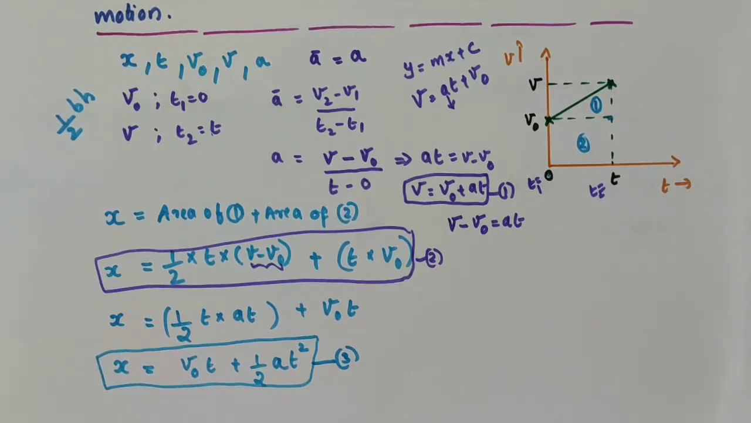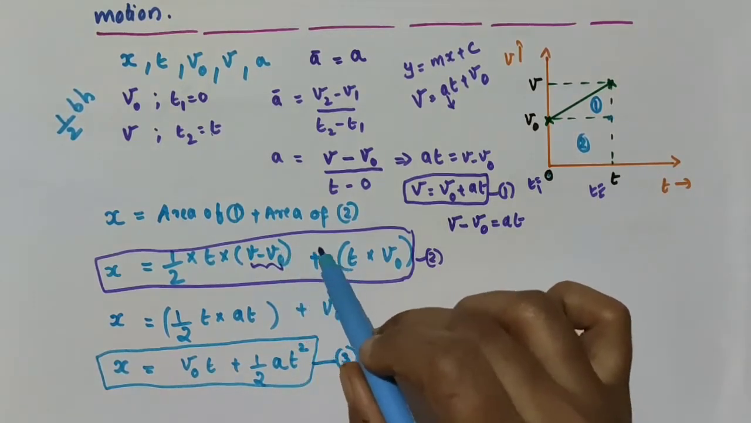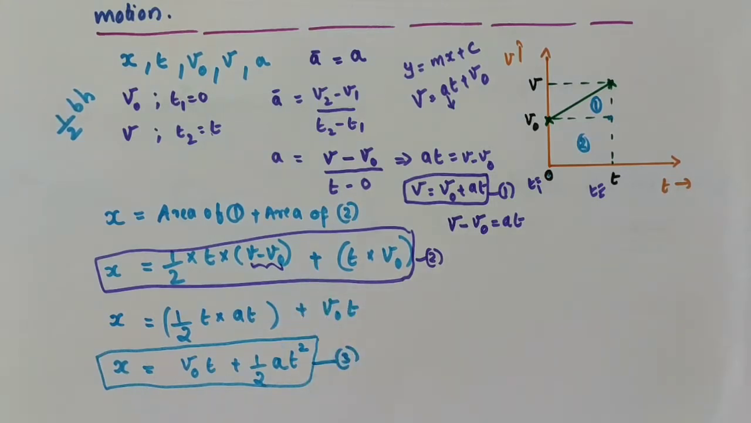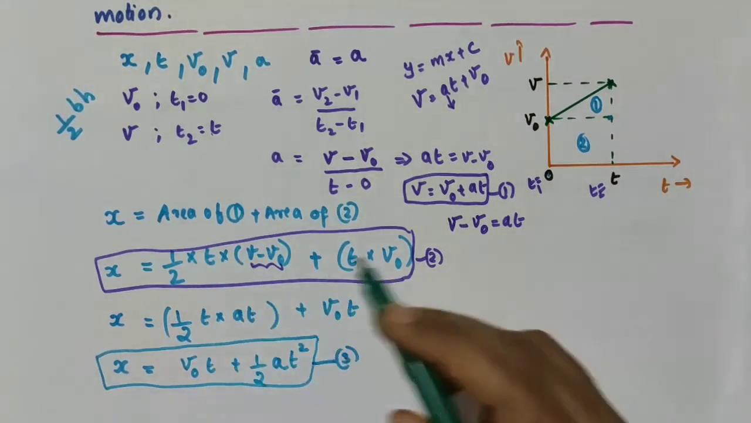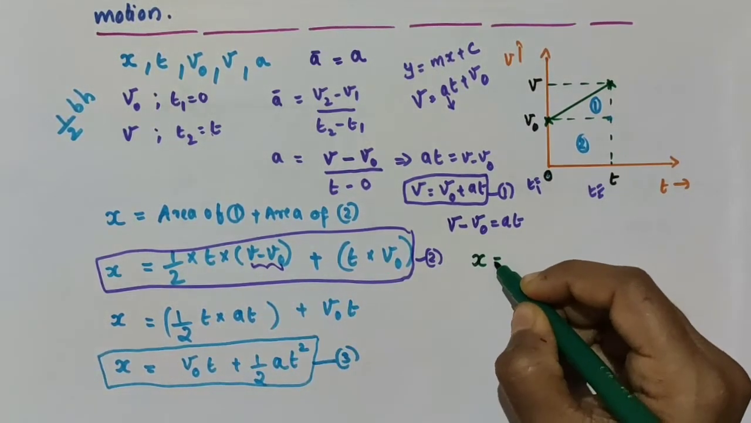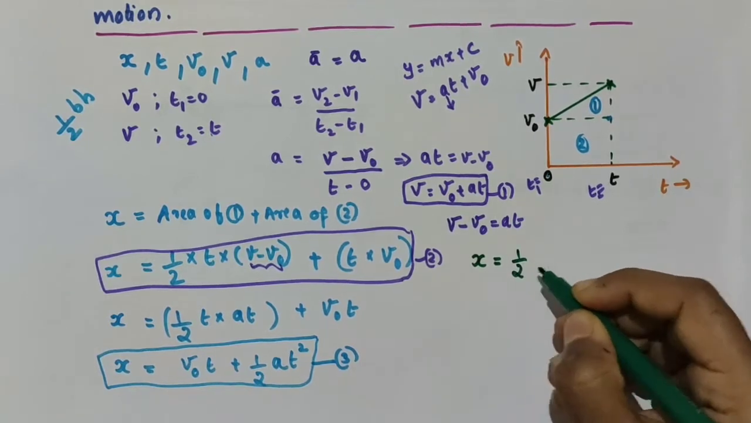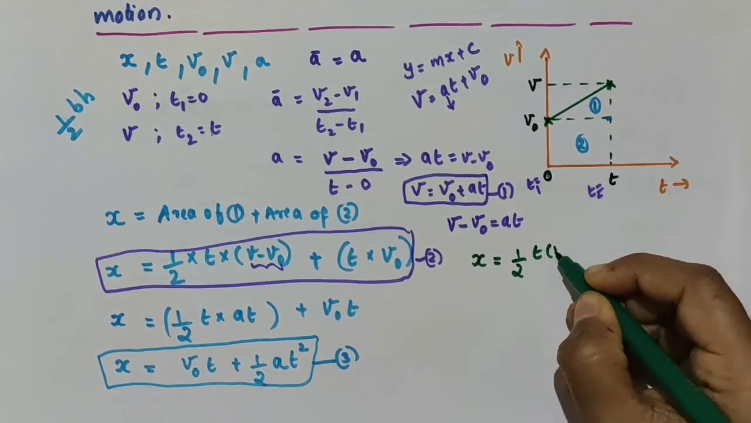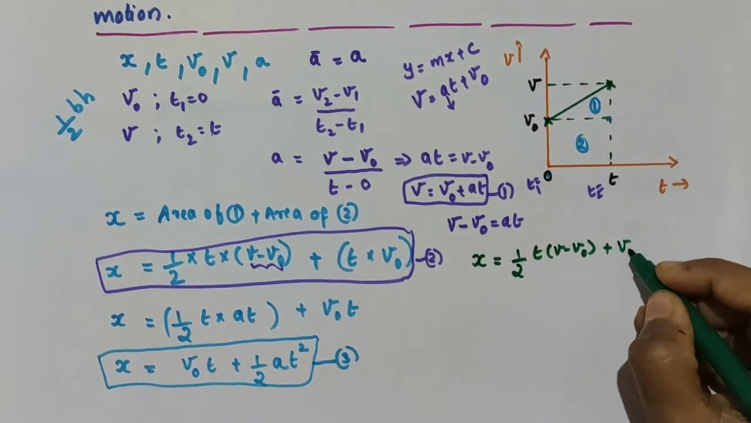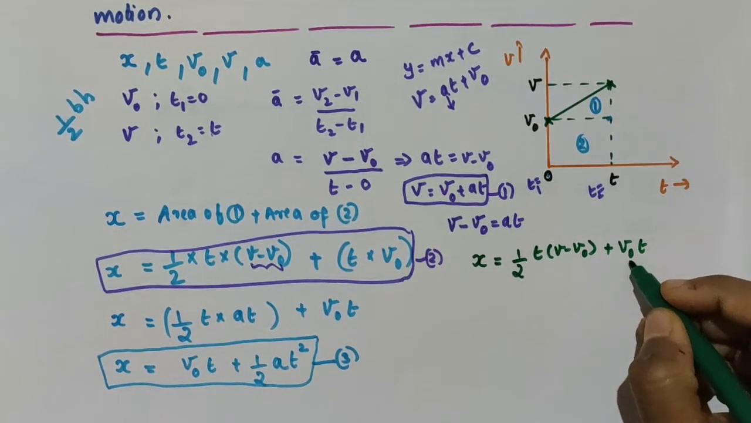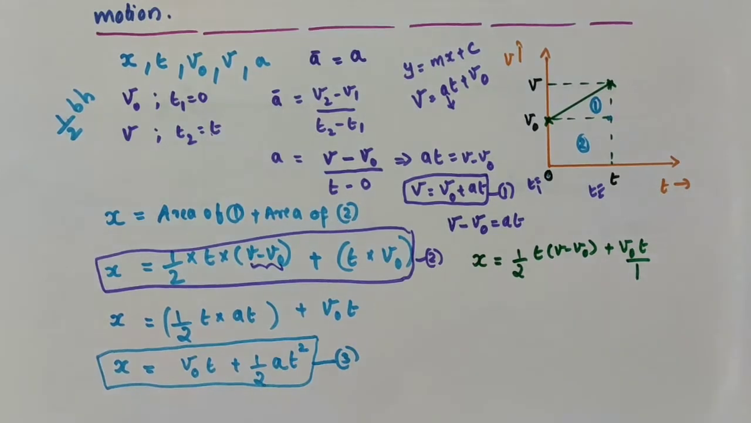Alright, now consider expression number 2. I'm just doing cross multiplication. Here we have X is equal to half T into V minus V0 plus V0 into T. V0 into T, that means V0 into T divided by 1, no? We can write like this, and I am doing cross multiplication here.